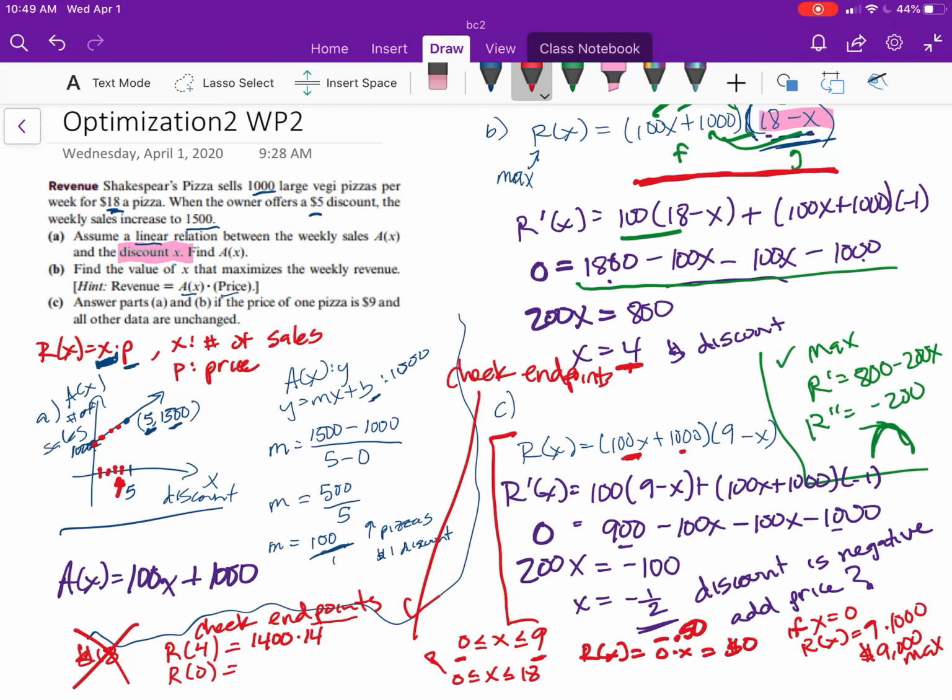We need to compare that to if we gave a $0 discount. Well, we know we sold 1,000 at $18 a pizza. Okay, that I could do in my head: 18,000. 14 times 14 is 196, I believe. 140, yeah. So 19,600. All right. So the endpoint was not the max. It is best to give a $4 discount.